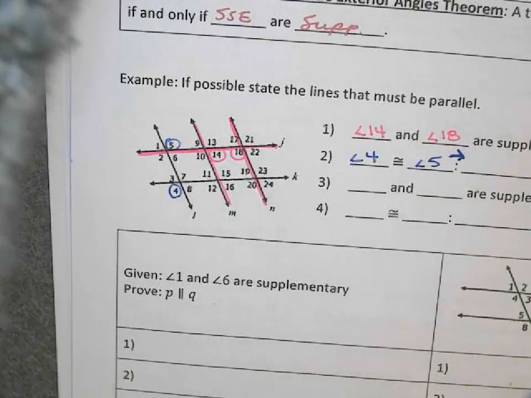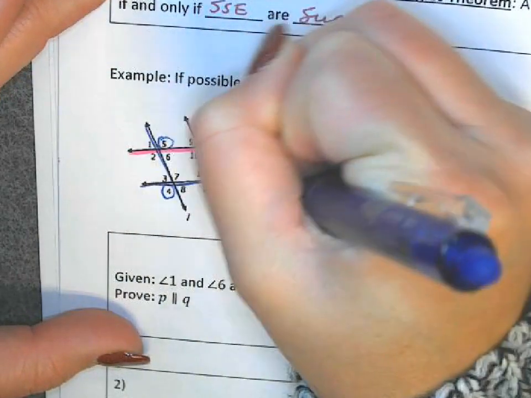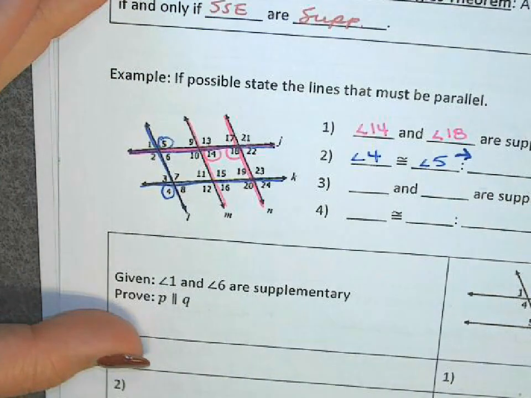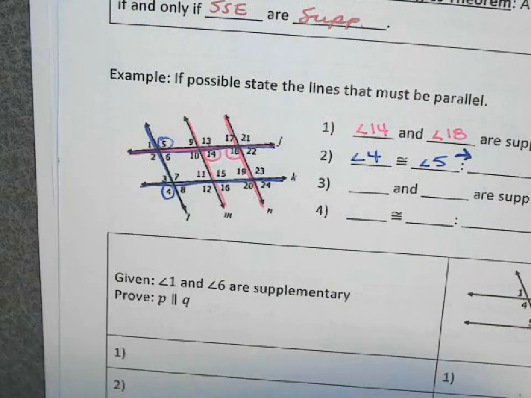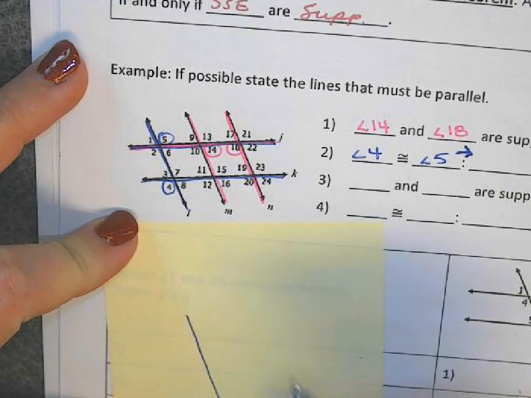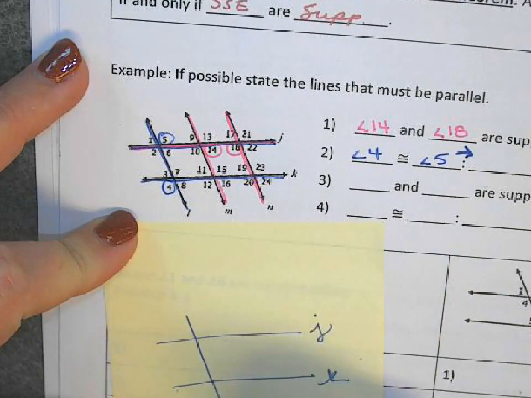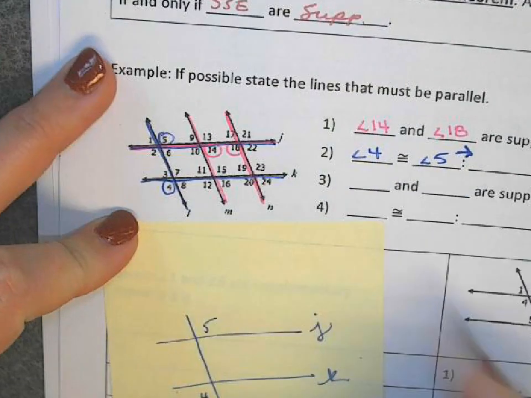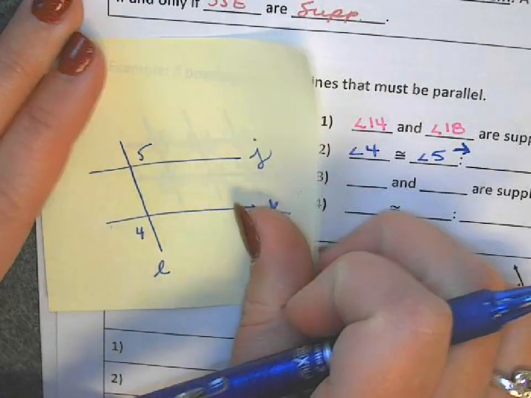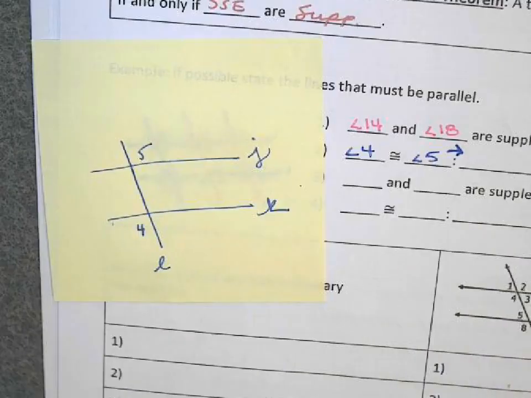And I'm going to highlight the lines that create 4. I'm going to highlight the lines that create 5. So if I used some patty paper, or in this case I'll use a Post-it, I highlighted J, K, L, 4 was here, 5 was here. So this is what I'm looking at. And 4 is congruent to 5. What does that tell you?